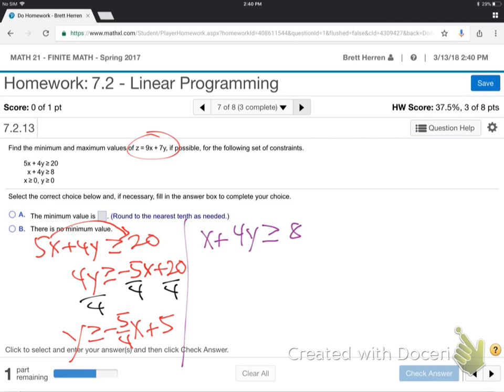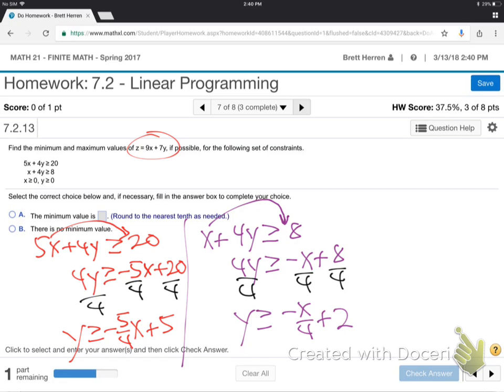Here we go. There's y alone in that one. Let's do the other one now. Flip the x over, and divide by the 4. Eight divided by 4 is 2. Good so far? Got y alone in both cases.